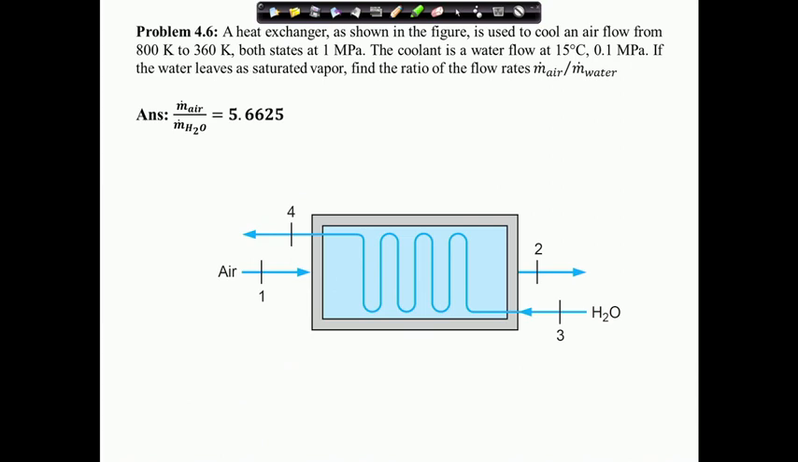A heat exchanger as shown in the figure is used to cool an air from 800 Kelvin to 360 Kelvin, both states at 1 megapascal. The coolant is a water flow at 15 degree centigrade, 0.1 megapascal. If the water leaves as saturated vapor, find the ratio of the mass flow rates.